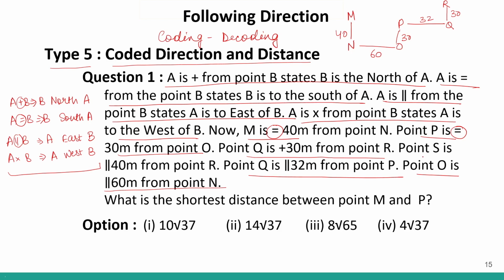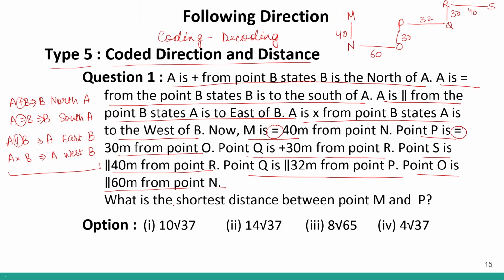Then it says that S is in this direction. So S is towards the east of R by 40 meters. So if we move 40 meters towards the east, S will be over here. So this will be my final diagram: M, then N, then O, then P, then Q, then R, then S. So this is my final diagram.